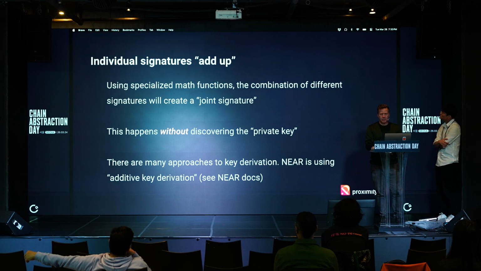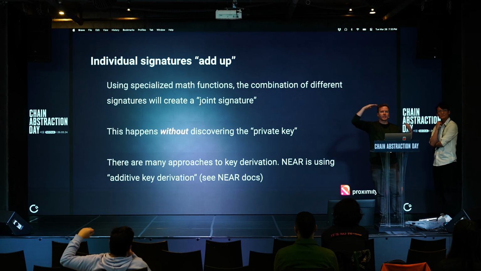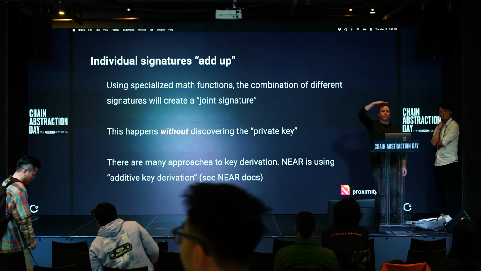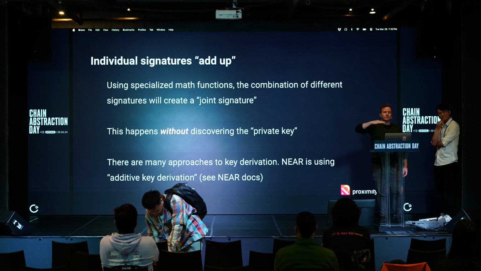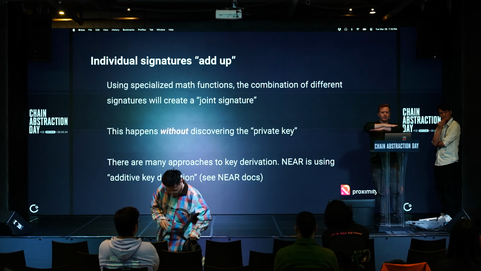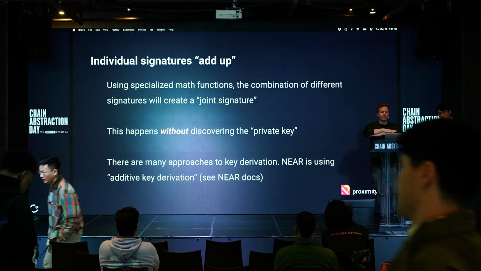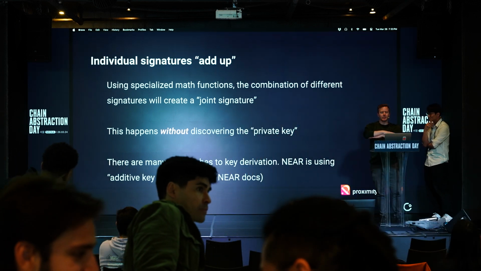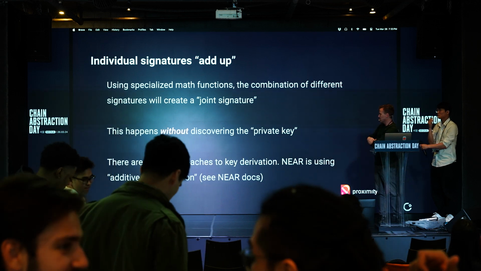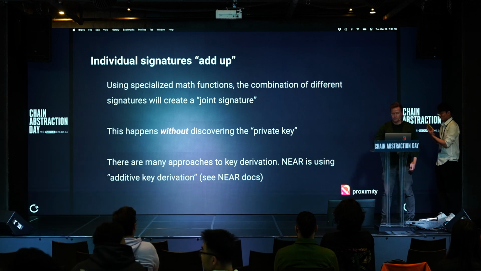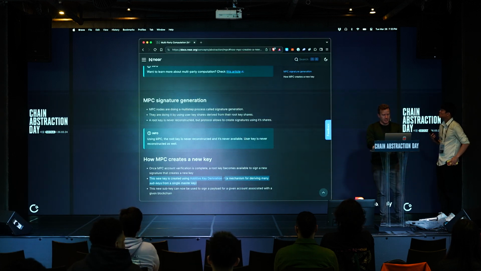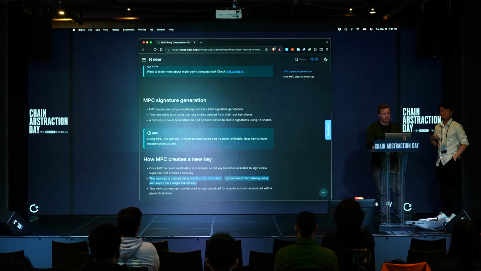These individual signatures from the multi-party computation kind of add up. The way I was saying it before is, I just imagined in my head: here's a signature from one of the MPC relayers, second signature, third signature. You squash all those together, and you actually get a signature. You don't get a private key, you get a signature. There's more about this in the docs. This is called additive key derivation. And as we can see, this is the part of the docs where we talk about how this is all happening.